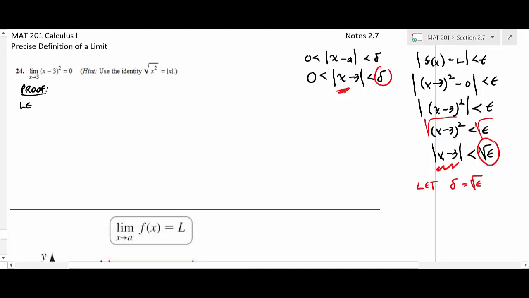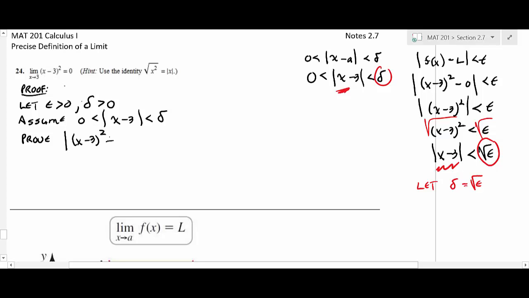So what we're going to do is start by letting epsilon be a number greater than 0. We're going to let delta be a number greater than 0, and we're going to assume the part where we have 0 is less than the absolute value of x minus 3, which is less than delta. That's the first part. And what we're going to try to prove is that the absolute value of the function, (x minus 3) squared minus the value of the limit, is less than epsilon. Now we could go ahead and simplify in our proof. That's going to give the absolute value of (x minus 3) squared less than epsilon.